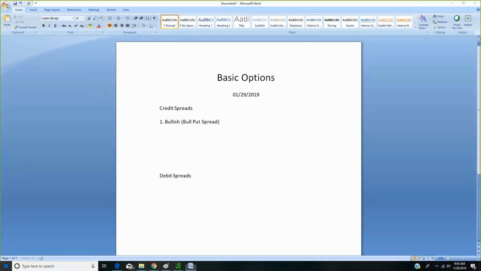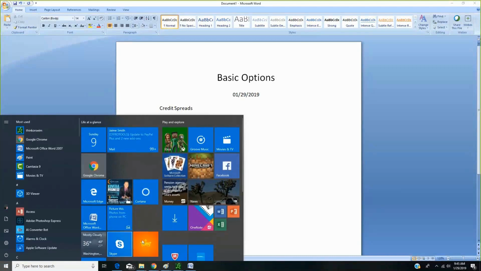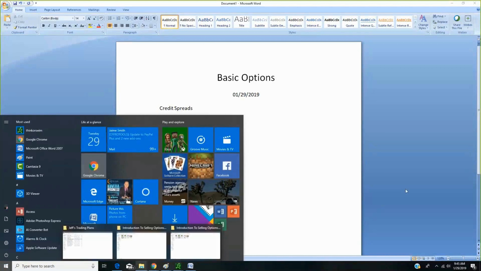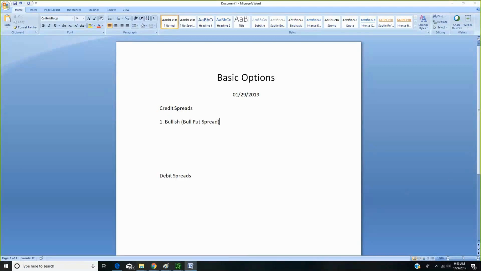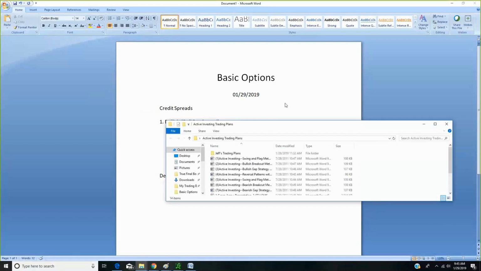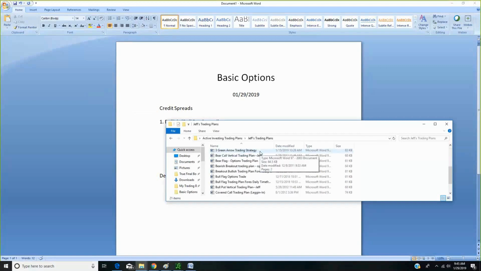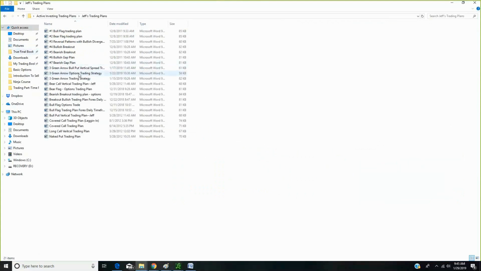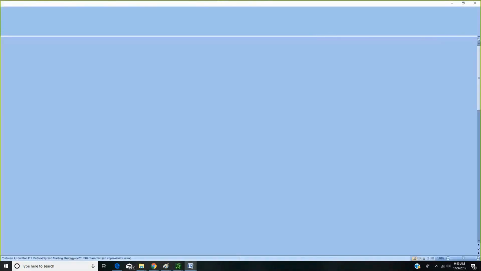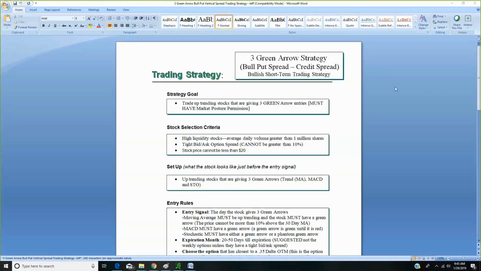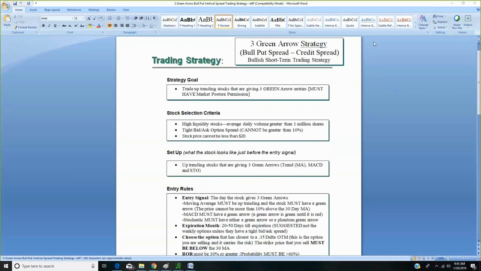And let me pull up something really quickly so we can see. Hang on, I've got windows opened up everywhere. Active trading, just plans. Let's go right here. Bull put spread. Okay. Here we go. Now, here's the deal. This right here is for the 3 green arrows bull put spread.